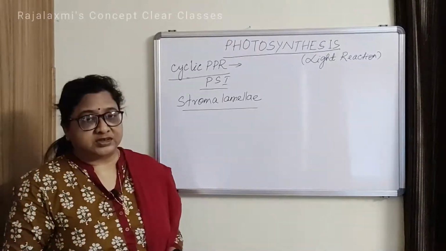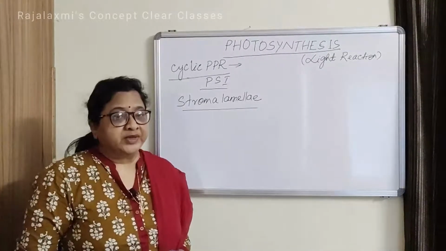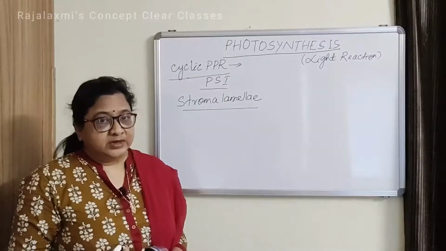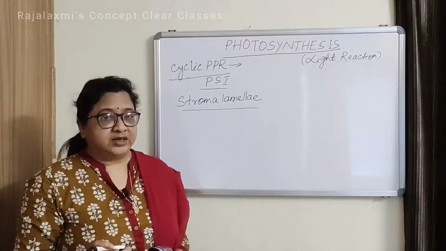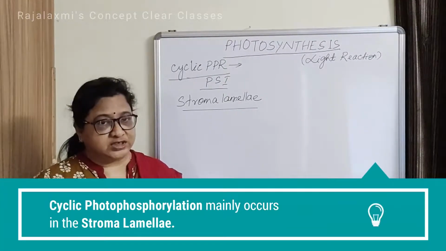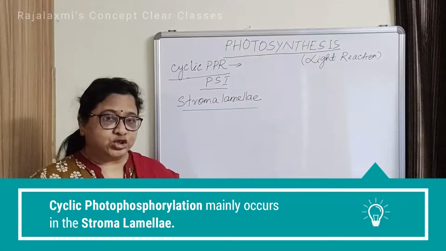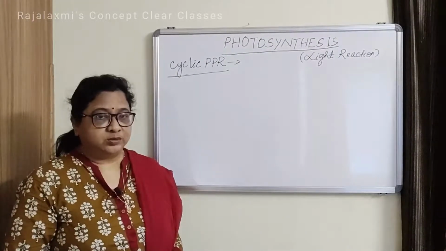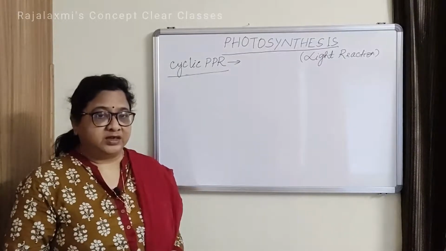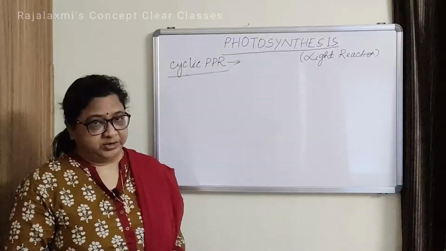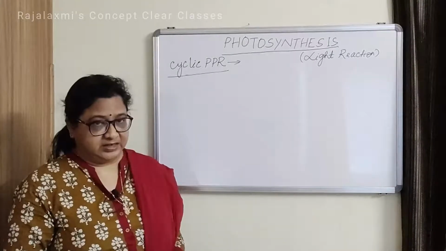If you remember the structure of chloroplast, the grana are connected by stroma lamellae. So stroma lamellae contain only photosystem 1. So the cyclic photophosphorylation mainly occurs in the stroma lamellae. When photosystem 1 absorbs the greater wavelength of light, that is about 700 nanometer, then it becomes excited.